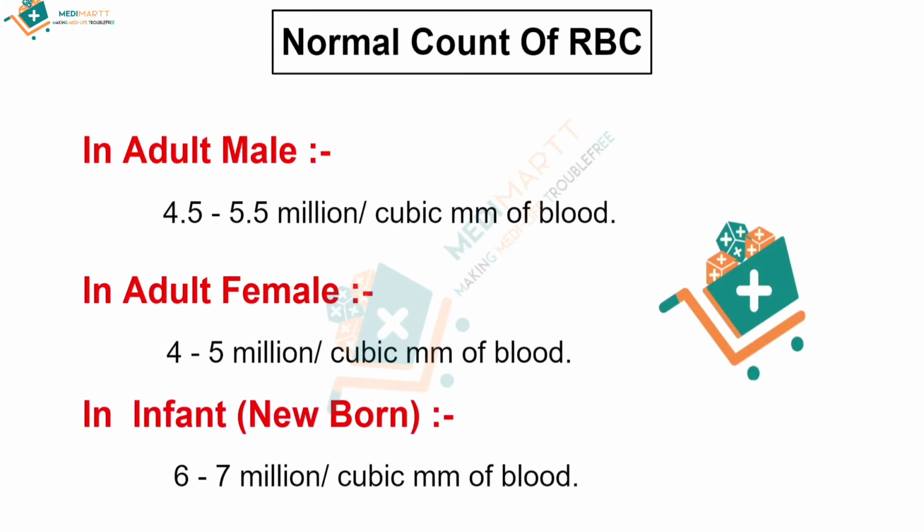Now moving towards the next topic, that is the normal count of the RBC. What is the normal count of RBC in adult male, in adult female, and in infant, that is the newborn? In adult male it is around 4.5 to 5.5 million per cubic millimeter of blood. In adult female it is around 4 to 5 million per cubic millimeter of blood, and in infant or newborn it is around 6 to 7 million per cubic millimeter of blood. That's the normal count of RBC, please remember it.